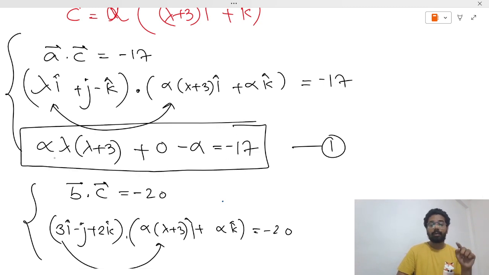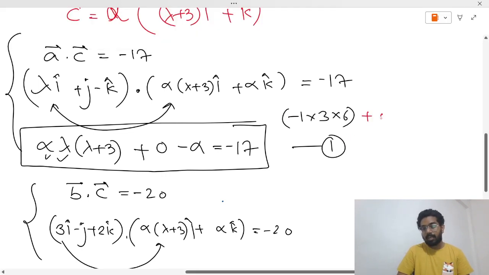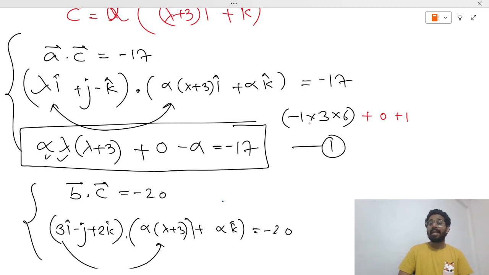Let's check this one. Alpha equals minus 1 over here. So minus 1 into 3, lambda is 3, so 3 plus 3 is 6. I'm just praying to God that this will work out, otherwise I have to invest some more time. I think my prayer has been heard. Minus of minus 1 becomes plus 1, and you will see 6 into 3 is 18, 18 into minus 1, minus 18 plus 1 is minus 17.